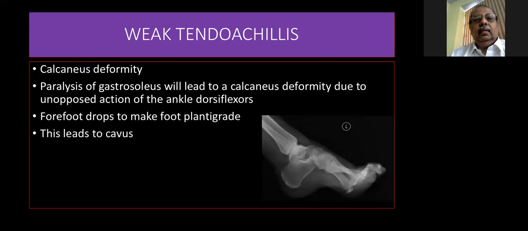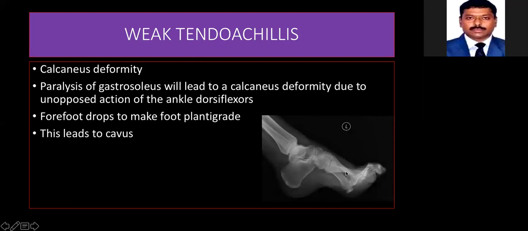Now coming to weak tendo Achilles, how does it produce a cavus? It produces a calcaneus deformity. Weak tendo Achilles leads to increased dorsiflexion of the calcaneus. What does it produce? You want to keep the foot plantigrade. Therefore, the forefoot goes into equinus, or increased plantar flexion of the first metatarsal. And this leads to cavus deformity. And secondarily, you find tight plantar fascia and dorsiflexion of the toes. So that is one of the causes.